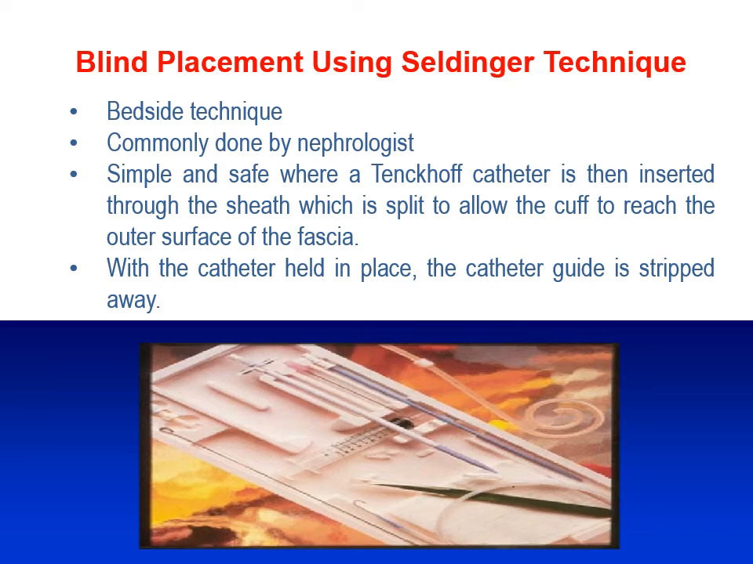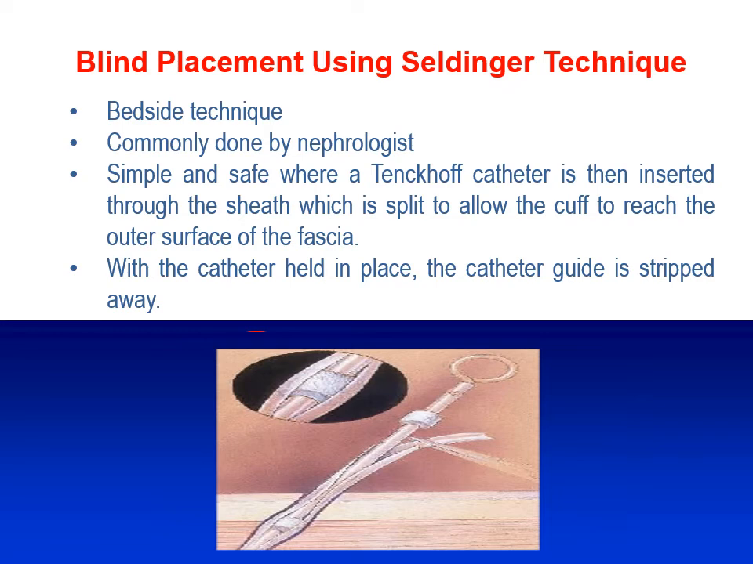Simple, safe. You have to split the sheath to allow the catheter to go in and reach the outer surface of the fascia. Whenever the catheter is held in place, the catheter guide is stripped away. It's called a pull-apart system. You can just strip it away, and you will find the catheter. Like you can see here, you can just strip it away, and it will go directly forward.